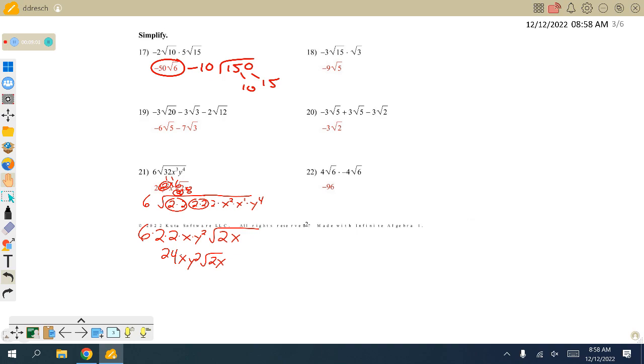Now, with number 19 and 20, we're adding those. You can only add them if they're like terms. So the mistake people make is just bringing this all together some way, somehow, and breaking the laws of math. So let's not do that. We need to first see if we can simplify these down so they do become like terms.